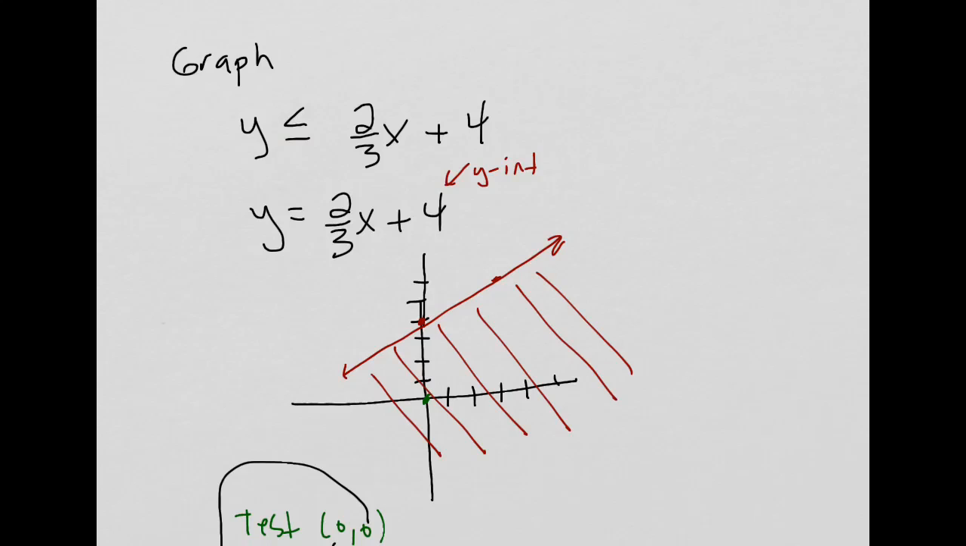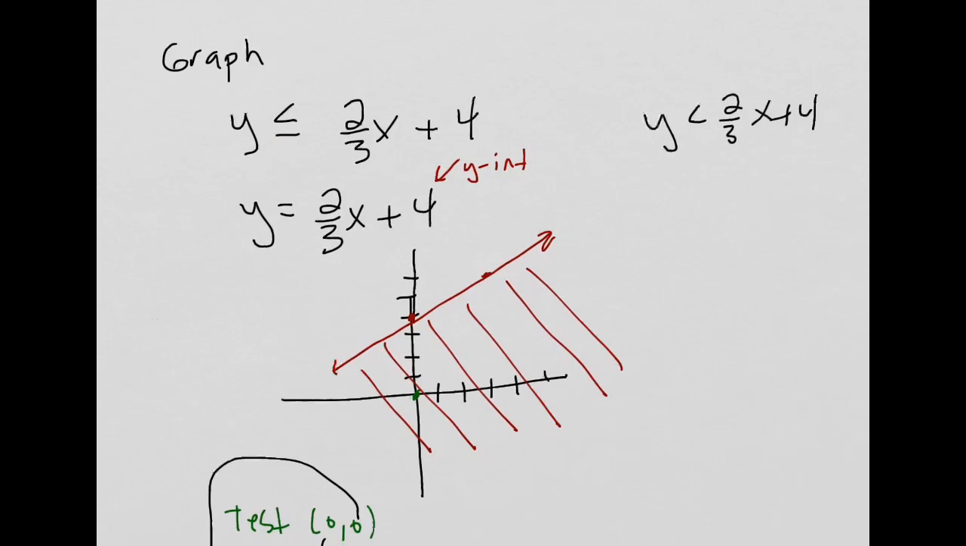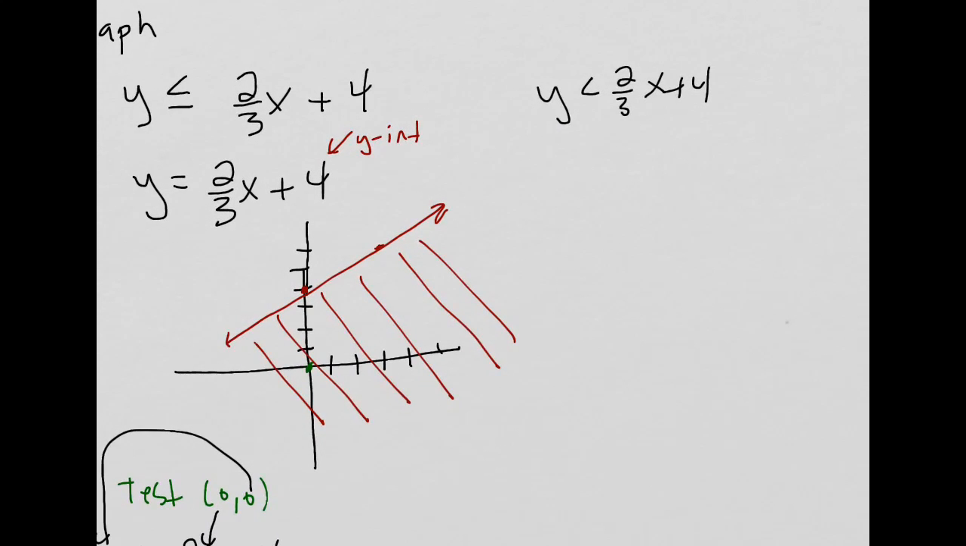So the question is, okay, what if you didn't have the equal to? What if you had something like y is less than 2/3 x plus 4? Then what would your solution look like? Well, the solution would actually look really similar to the one that we did.